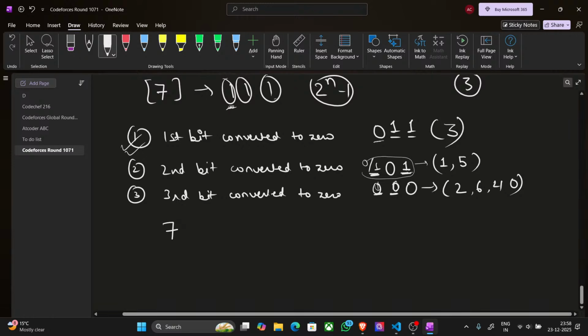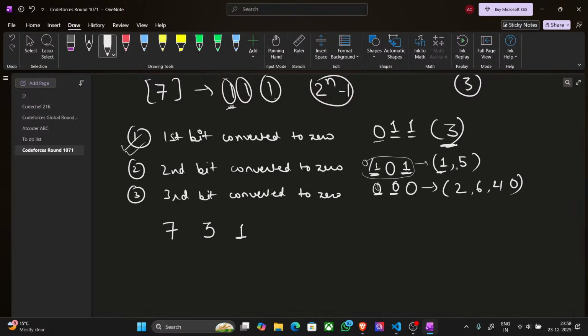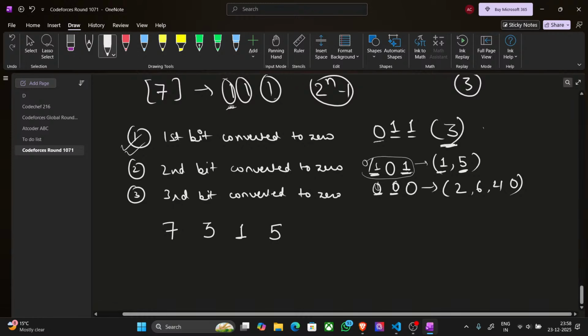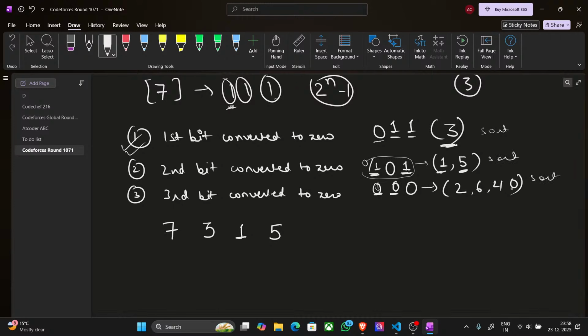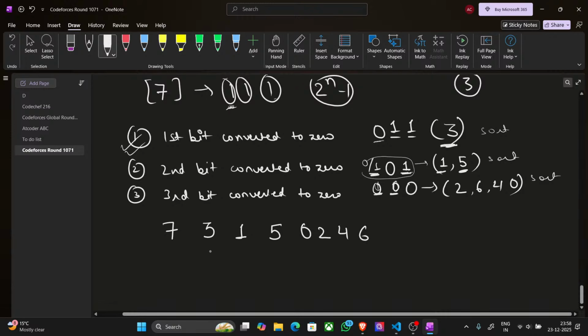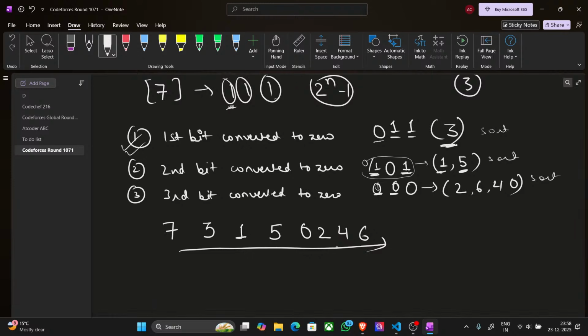It will look like 7. Then the next element is 3. Then the next element is 1. Then 5. You have to sort them in lexicographical order. So this will be 2, 0, 2, 4, and 6. So this will be a permutation that will give us the right answer. This is the right permutation, which will give us the maximum result, and it is in the lexicographically smallest order.